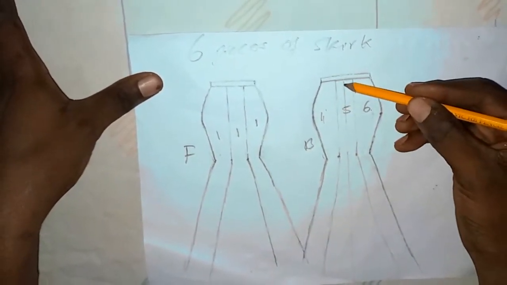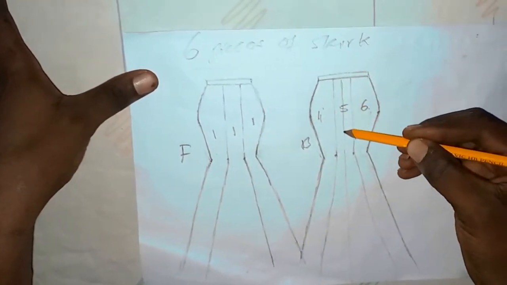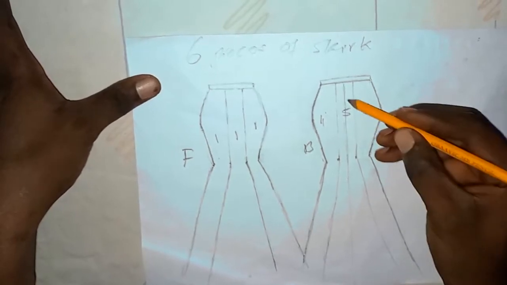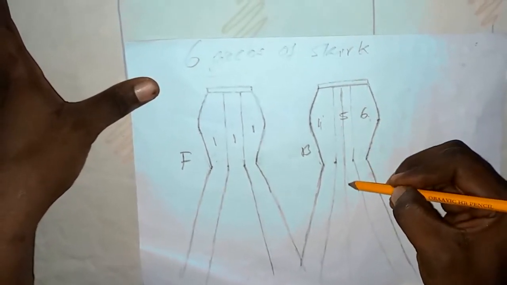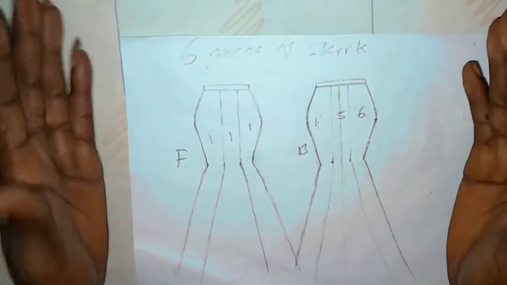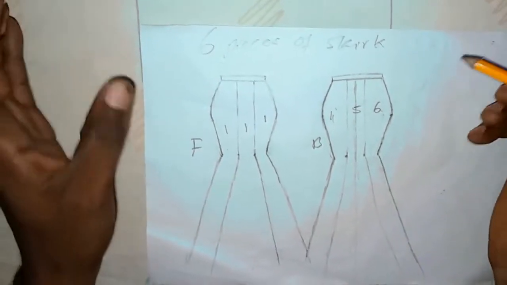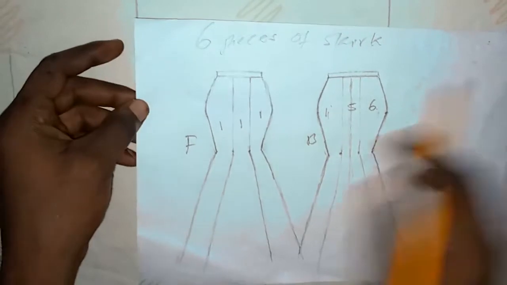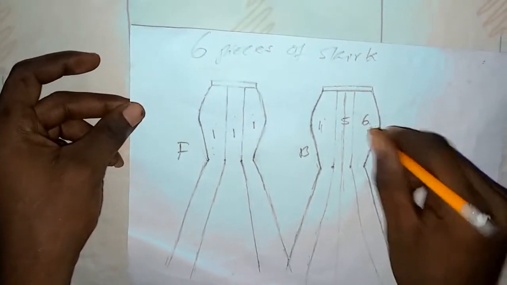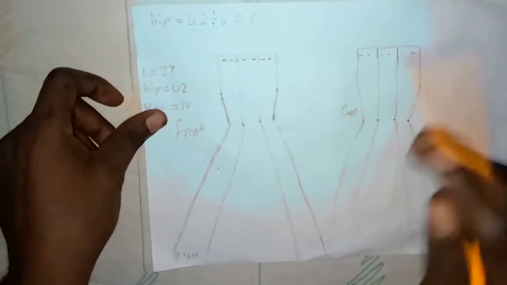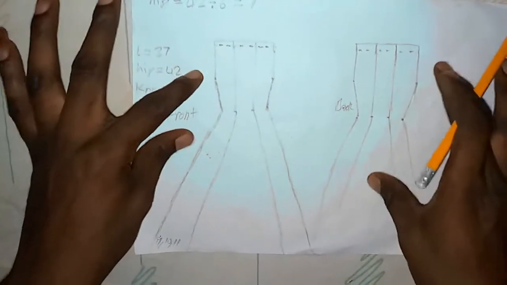The reason we have this line is because of the zip. So when you are drafting a six pieces of skirt, this is how the six pieces of skirt is going to look like. But when you have more detail, you can have a six pieces skirt with elastic.